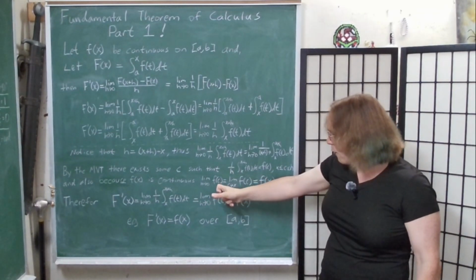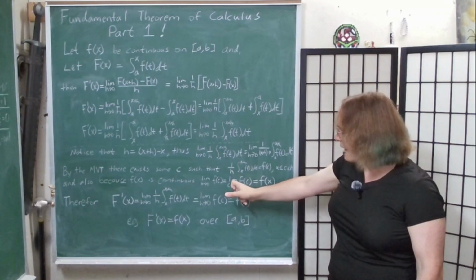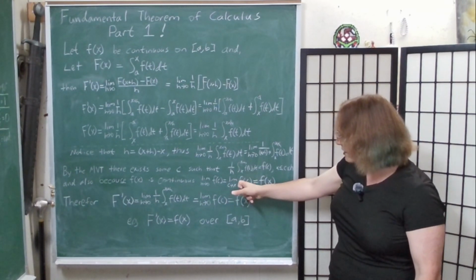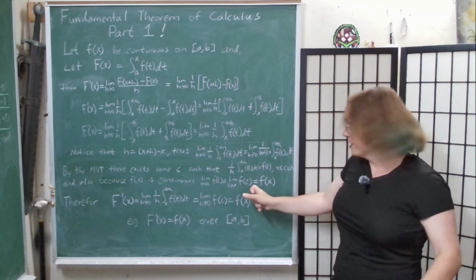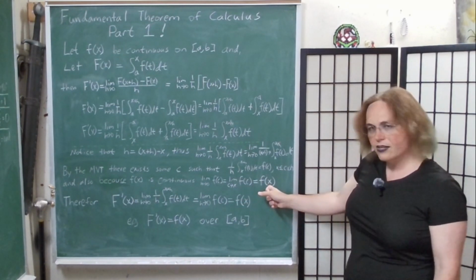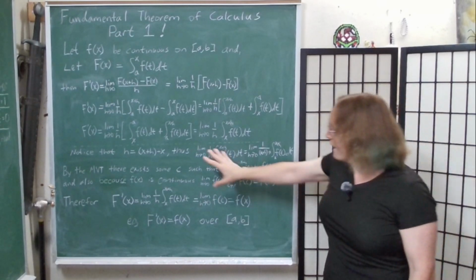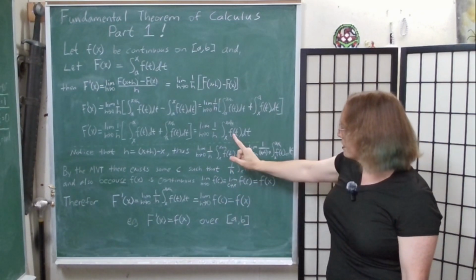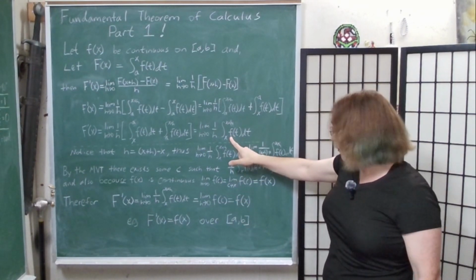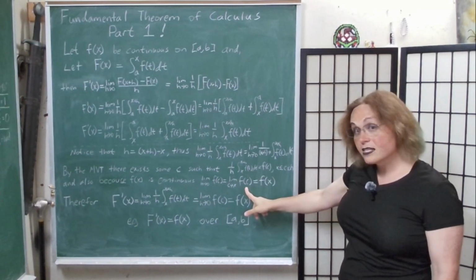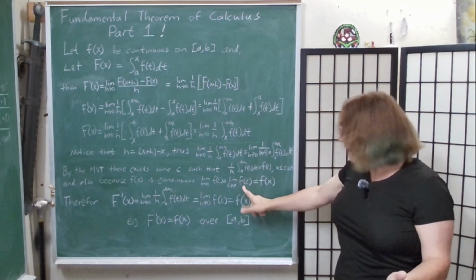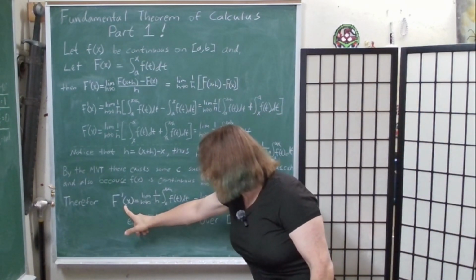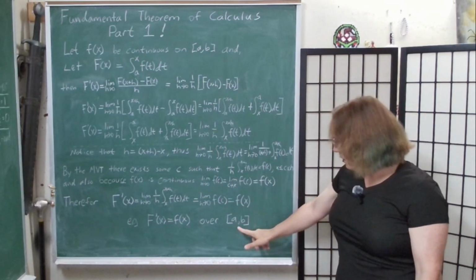as h approaches 0, f of c is equal to the same thing as c approaching x of f of c, but as c approaches x of f of c, by our limit properties, that means that that's just f of x. So if we put all of that together, we know that this is equal to this, but by the mean value theorem, that is equal to that, but by the limit property, that is equal to that, which means this is equal to this on our interval.